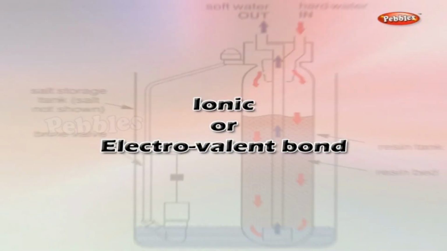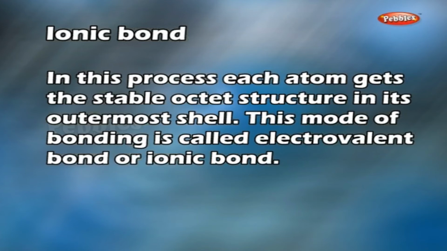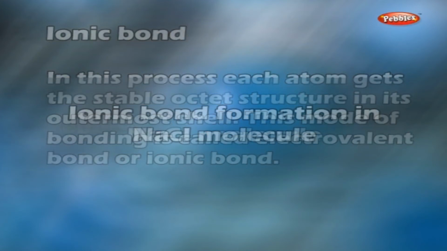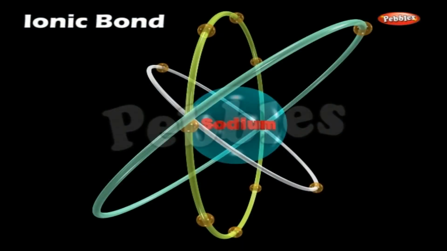Ionic or electrovalent bond. When atoms combine together, one atom may transfer one or more electrons to the other atom. In this process, each atom gets the stable octet structure in its outermost shell. This mode of bonding is called electrovalent bond or ionic bond. Ionic bond formation in NaCl molecule. Sodium chloride is a typical example for ionic bond.